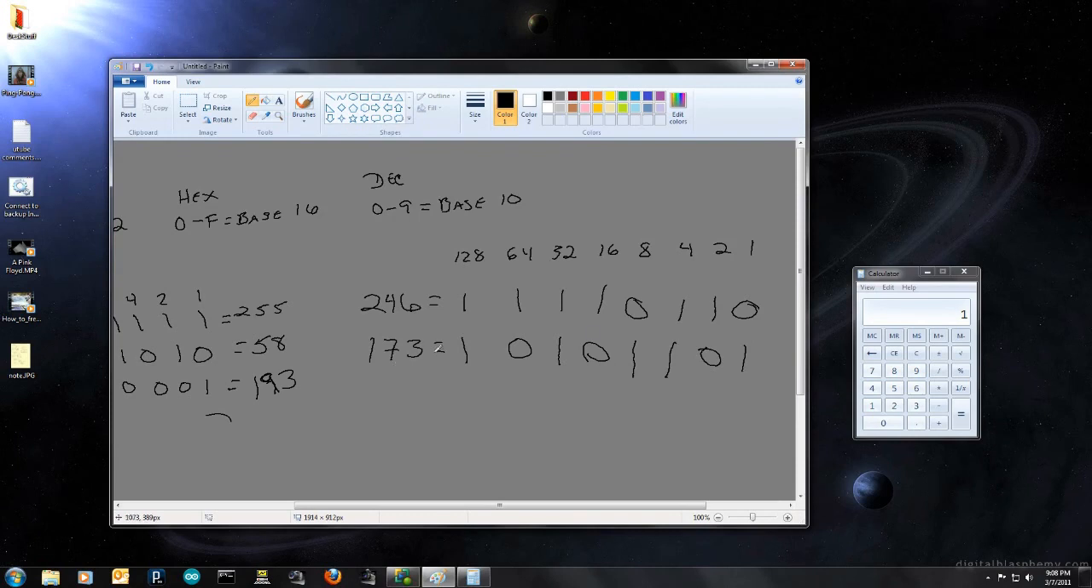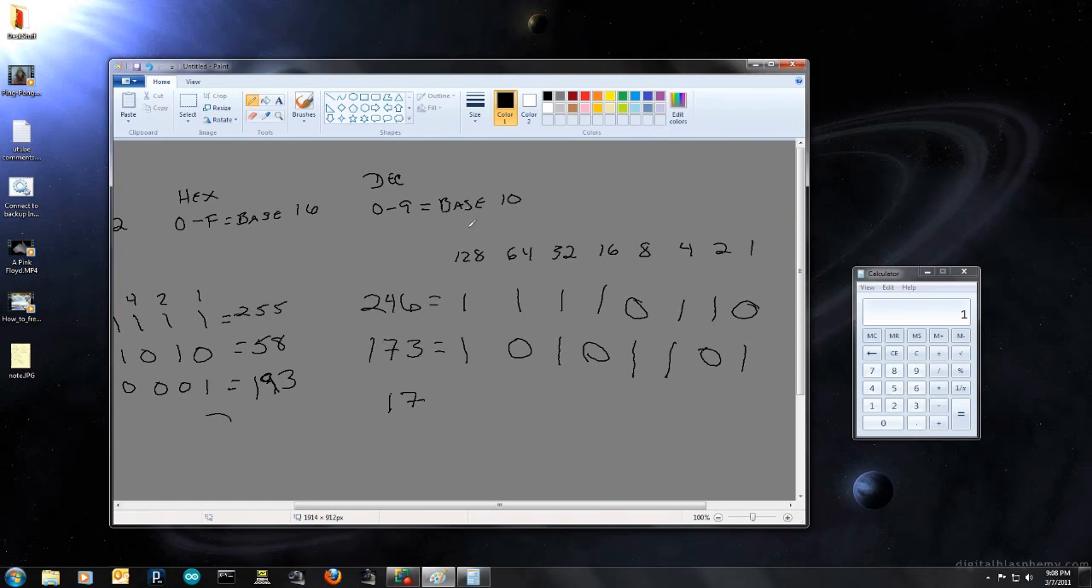So to say 173 in binary, it is 1 0 1 0 1 1 0 1. It's pretty easy, pretty straightforward. And let's just do one more, and we'll do 17. And then we're going to do our conversions, of course, with hex.